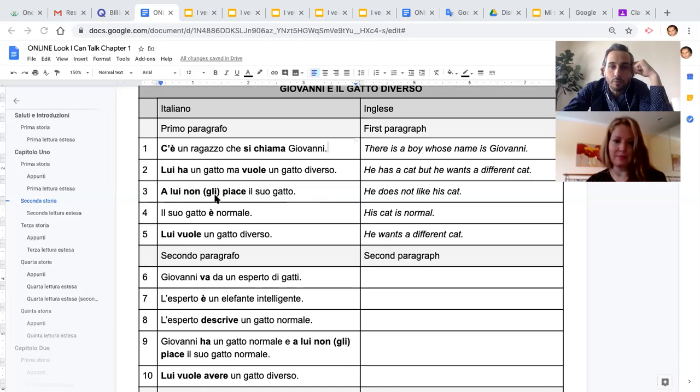Great. Number 4. Il suo gatto è normale. Il suo gatto è normale. Repeat. Perfect. Great. Number 5, last for today. Lui vuole un gatto diverso. One more time. Lui vuole un gatto diverso. Go ahead and repeat. Go.